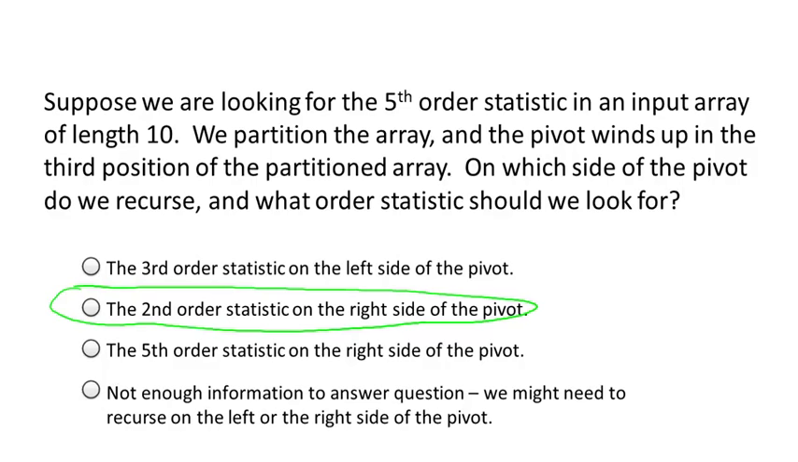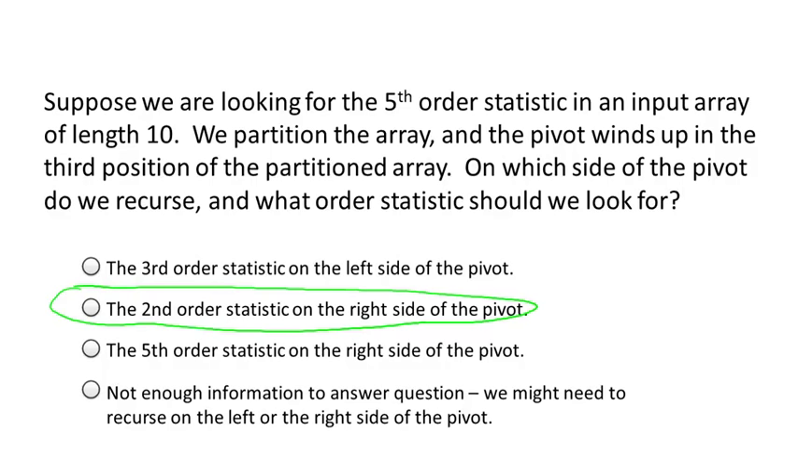Now, that's not what we were looking for. We were looking for the fifth smallest element in the array. That, of course, is bigger than the third smallest element of the array. So by partitioning, where is the fifth element going to be? It's got to be to the right of this third smallest element, to the right of the pivot. So we know for sure that the fifth order statistic of the original array lies to the right of the pivot.